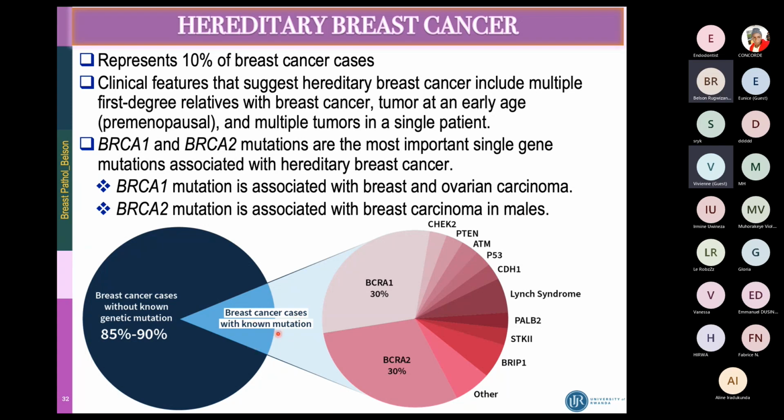So, breast cancer cases with known hereditary mutation. BRCA1, you see that it is the most common, 30%, and BRCA2, 30% also. But you have others, Lynch syndrome, about mismatch repair. I think we saw it when we saw colorectal carcinoma, and you have many other mutations here.